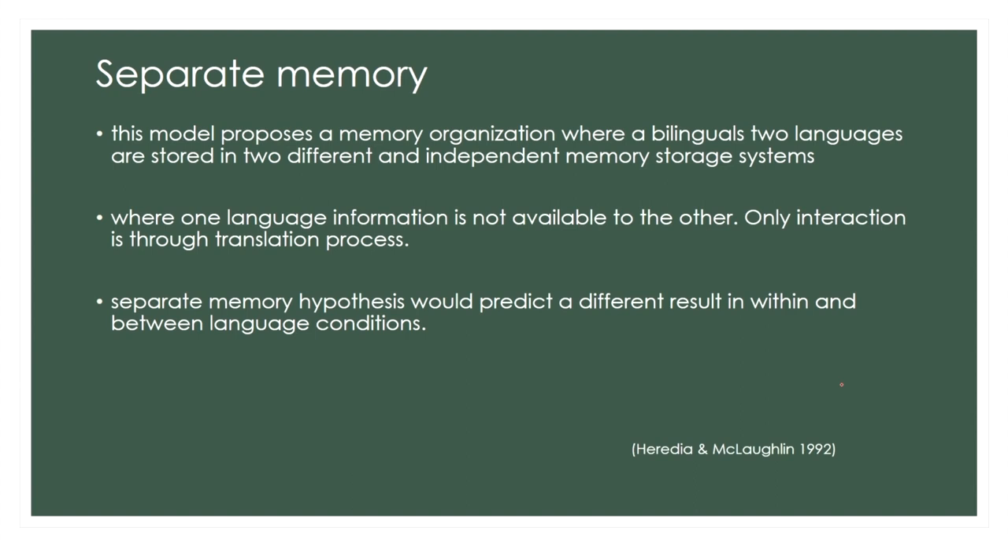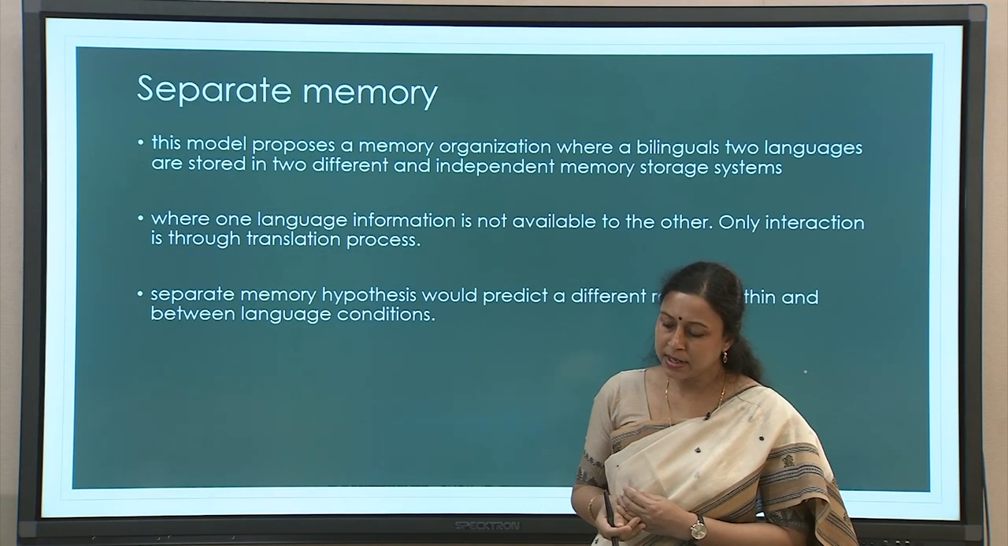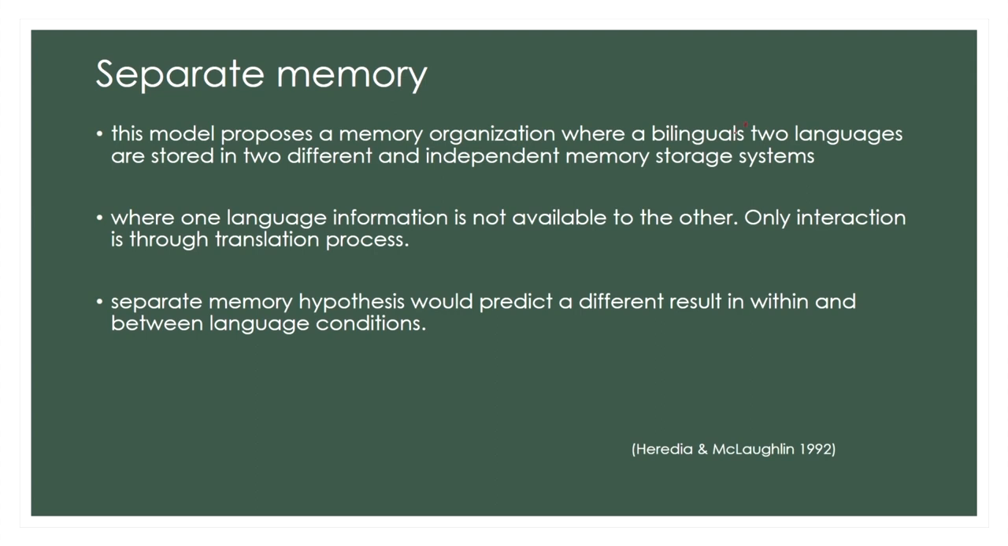Separate memory, as the name suggests, proposes a memory organization where a bilingual's two languages are stored in two different places, and they are independent of each other. There is no dependency, there is no connection between these two storage systems. One language's information is not available to the other. Till now, what we have seen is that one language's information is made available to the other. How do we know that? We know that by seeing the facilitation across language, in between language conditions. So, if you have seen furniture in English and you see cama in Spanish, even that facilitates. But the separate memory hypothesis says that there is no such facilitation possible.